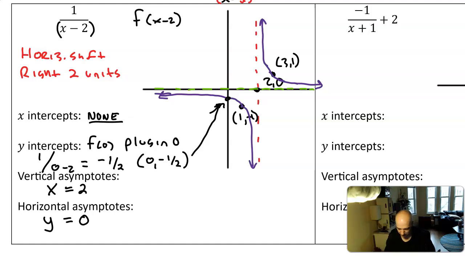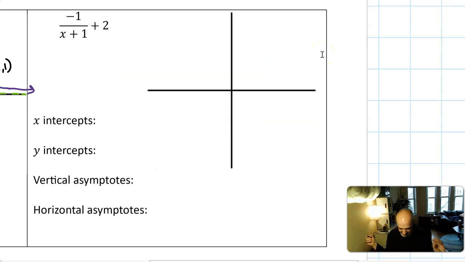We didn't have any kind of vertical shifts. And now let's take a look at the second one, negative 1 over x plus 1 plus 2. So this one has 3 transformations. There's this x plus 1, there's this negative 1, and then there's this plus 2.